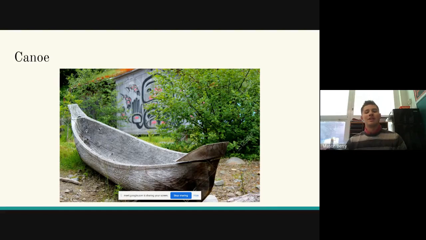The next artifact here is a canoe. Once again, down at the bottom, I'm going to throw up a question. I want you to tell me what you think this canoe was used for.